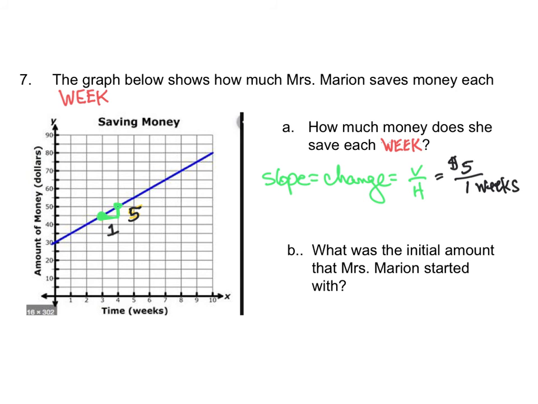So I save $5 for every week. And so, yeah, let's take off the S part because we are good English people. So it's $5 per week.